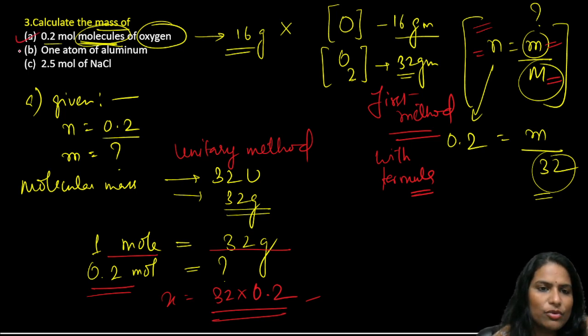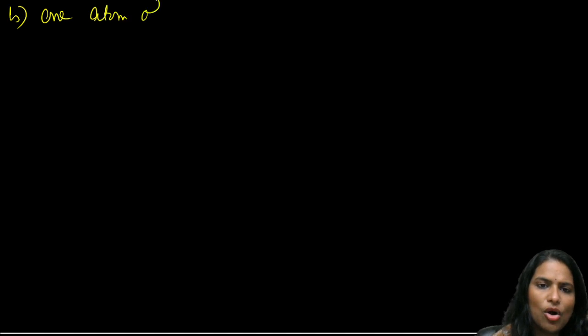Let us go for the second part of the question, that is you have to calculate the mass of one atom of aluminium. Let us check out the second part of the question. The second part is one atom of aluminium.